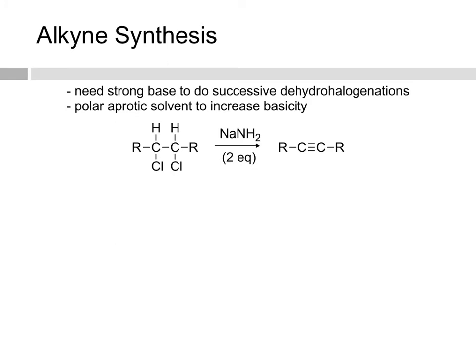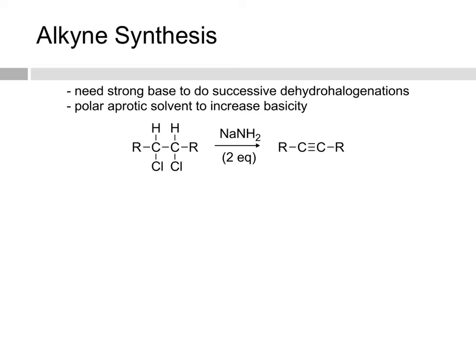This lecture covers the preparation of alkynes. Alkynes can be prepared from dihalides using successive dehydrohalogenations. In order to do two dehydrohalogenations, you need a very strong base, such as sodium amide, you need two equivalents of the base, and you need a polar aprotic solvent to increase the basicity of that base.